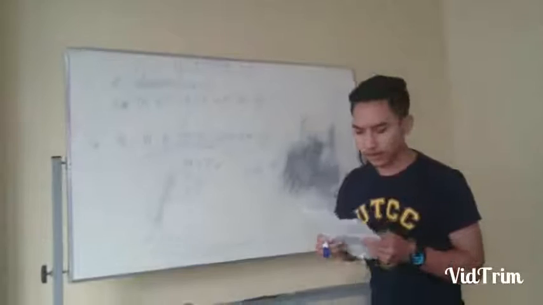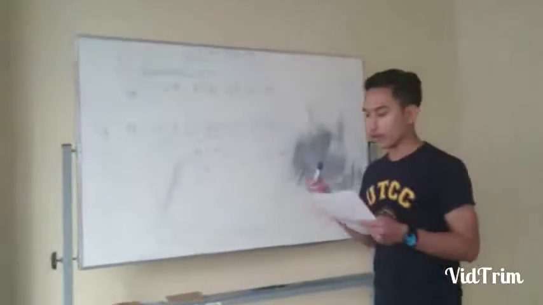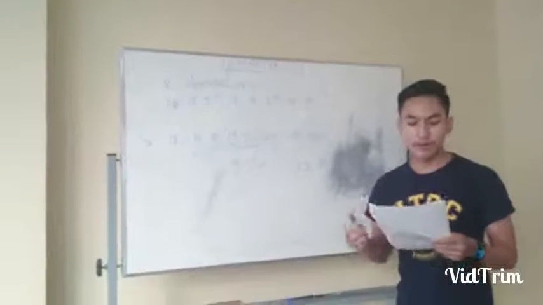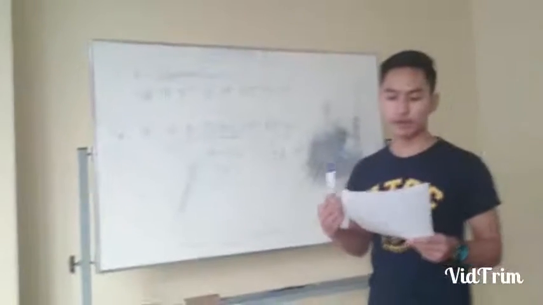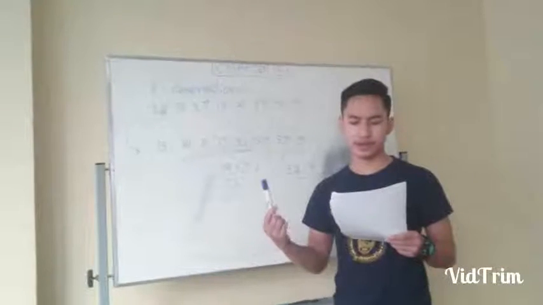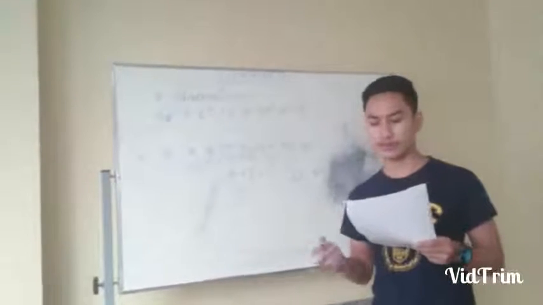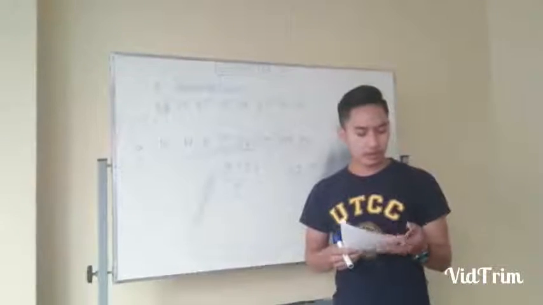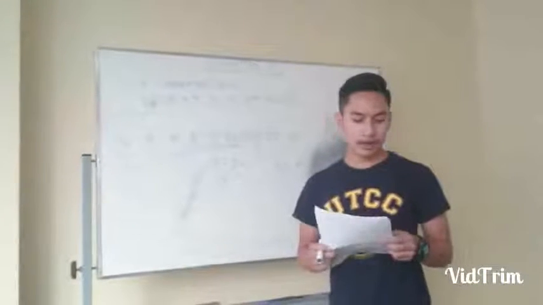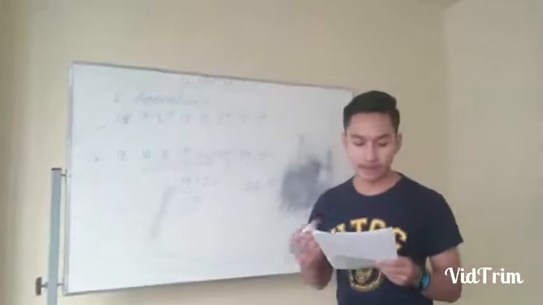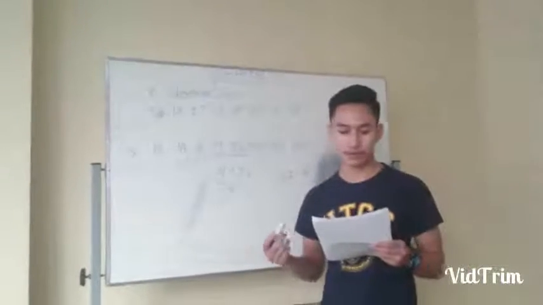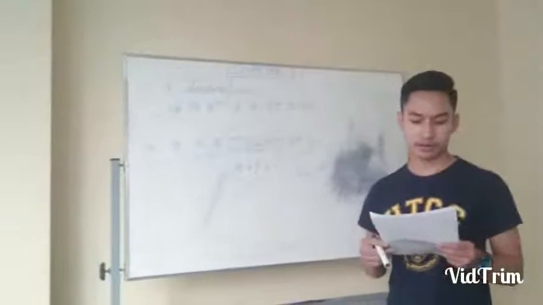Variance and standard deviation are used to describe the measure of how spread out distributions are. So next question, number 10. Explain the relationship of median as the measure of location and percentile.